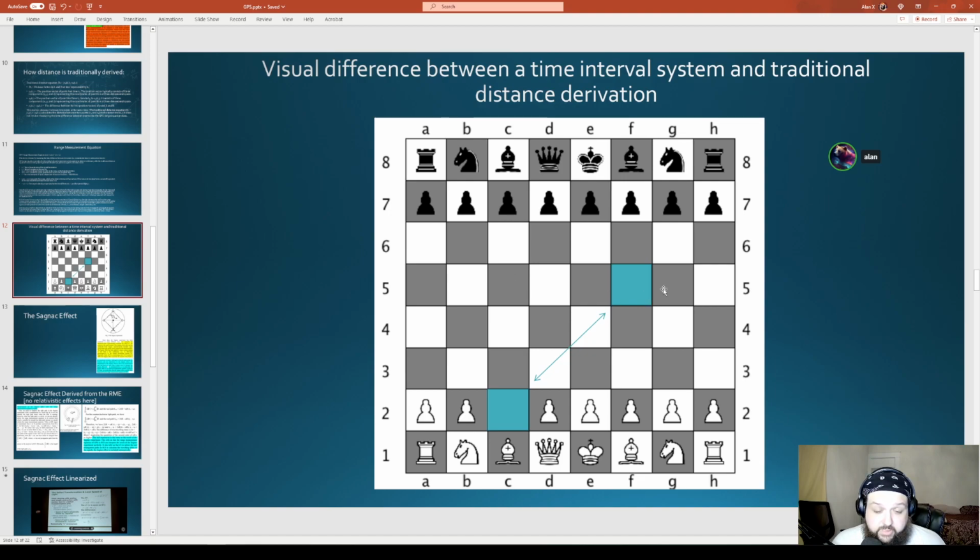So the traditional distance, the way that they would derive it with the coordinate system, right? You have your coordinate system established. You have the location of this thing, F5. You have the location of this thing, C2, right? And the distance between them is X amount of units of measurement relative to the coordinate system, right? So it's 4 tiles of measurement away in distance, right?